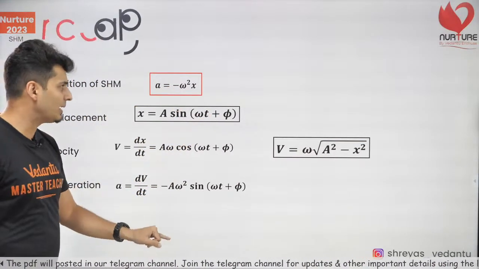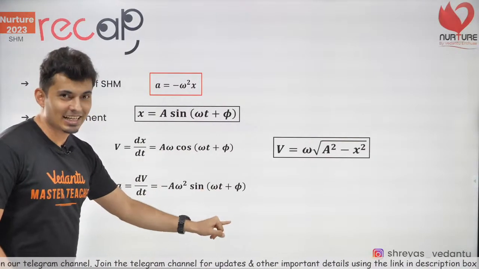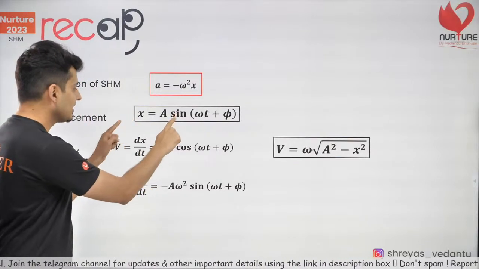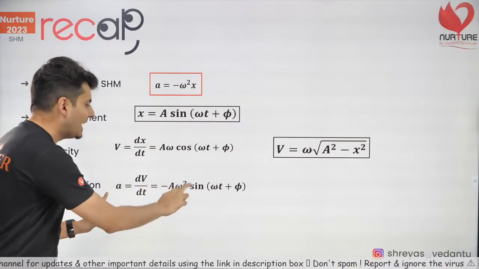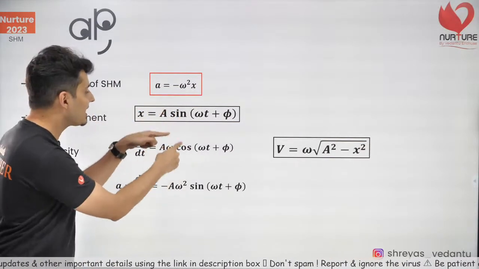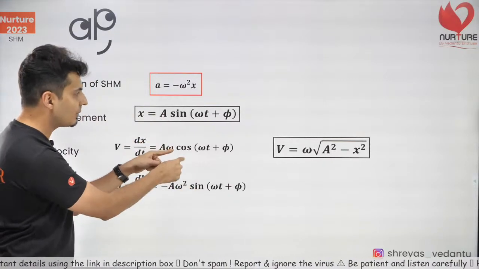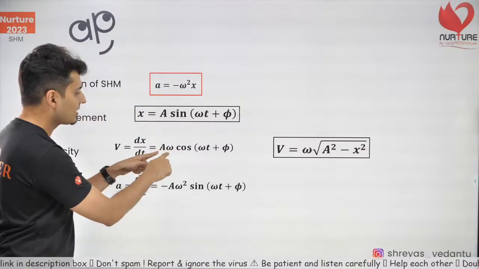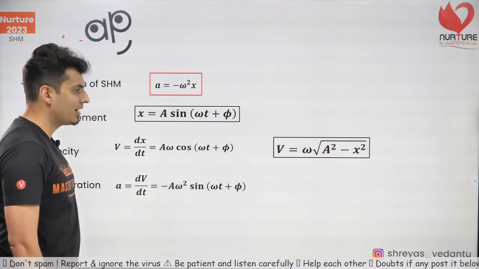Acceleration is minus omega square x, or you can write it as minus a omega square sine. In fact, I had given you a trick. If position is sine, velocity is cosine, and acceleration is minus sine, because the derivative of sine is cosine, and the derivative of cosine is minus sine. Each time you take a derivative, that omega comes outside, so that a gets multiplied with omega. Next time you take the derivative, it will become omega square.